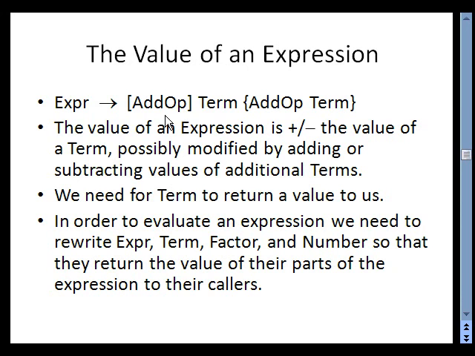Now, how do we get the value of an expression? Well, we have to have the value of a term. So we're going to have to rewrite term so that it gives us a value. Actually, we're going to have to rewrite all of our functions, expression, term, factor, and number, so that every single one of them returns the value of the little part of the expression that they parse. Every single one has to evaluate, get a value for their little part of the expression, and then return that to their caller.